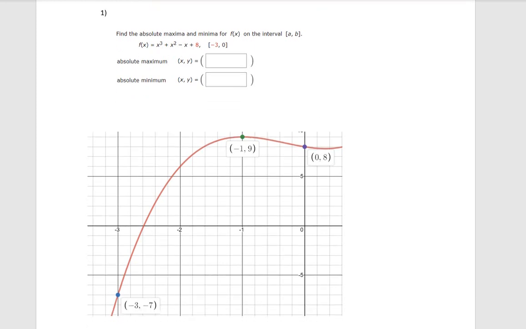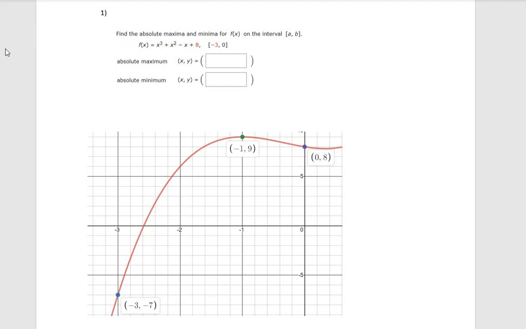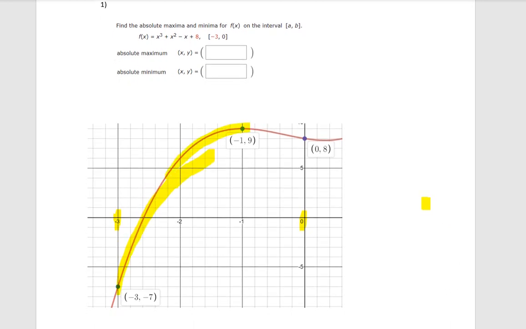So first, just so we can get kind of familiar with what we're looking at, this function here, which has this graph. So this is the graph of x cubed plus x squared minus x plus 8. But we only want to look at it between -3 and 0. So we're only going to be looking at this piece of the graph.